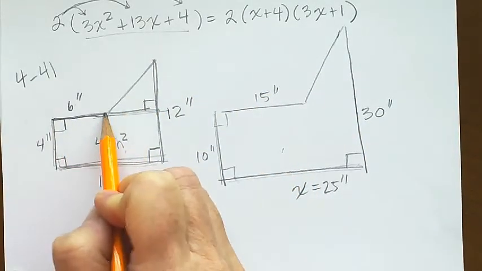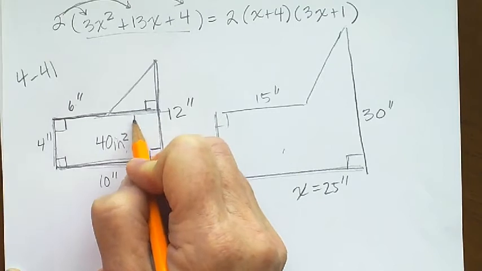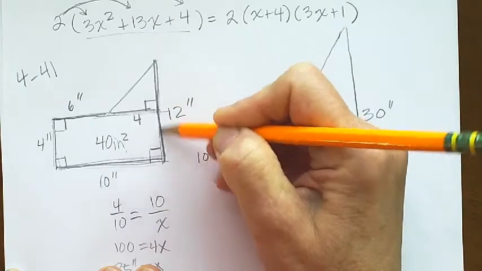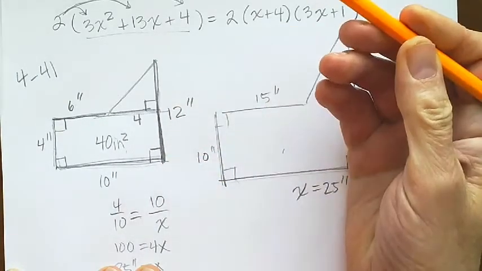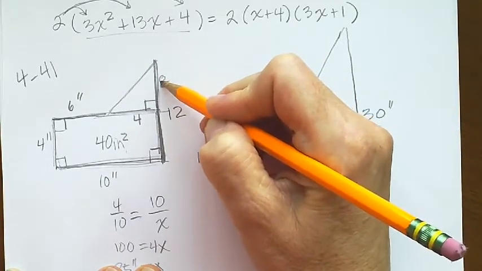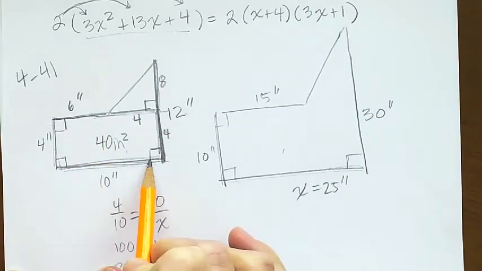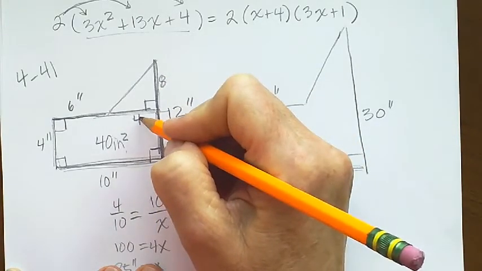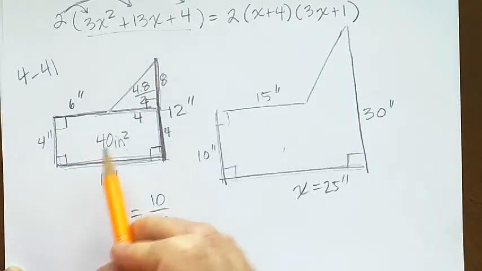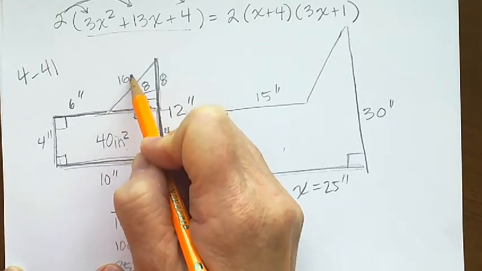If this is 6 and this entire length is 10, then this must be 4. If this entire length is 12 and this is 4, now I know this doesn't look right, but this is 4, that means this must be 8, because 8 plus 4 would give me 12. 6 plus 4 would give me 10. So this triangle would be 4 times 8 divided by 2. So my entire area would be, let's see, 4 times 8, 32, divided by 2. This triangle is 16 square inches.